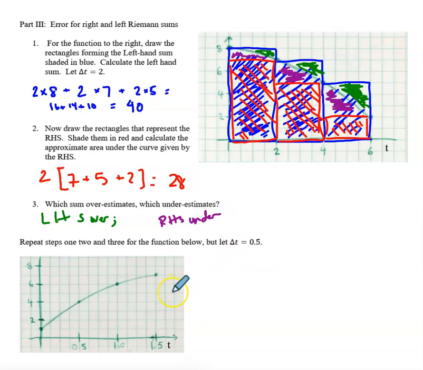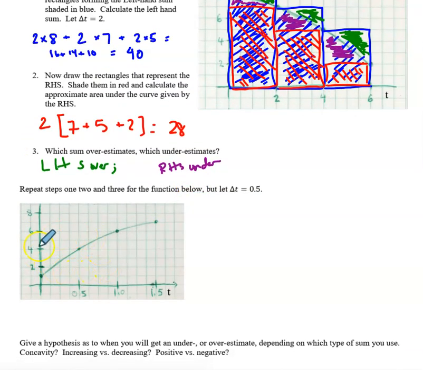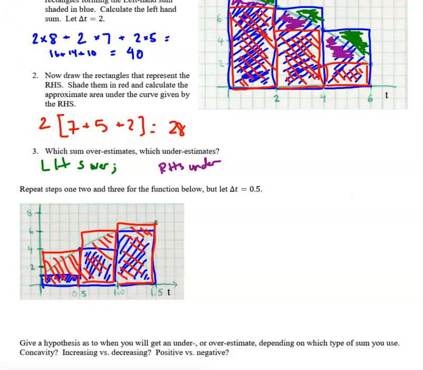So what we're going to do now is repeat the first 2 steps of drawing in blue rectangles and red rectangles. Blue is still going to be the left-hand sum, red is still going to be the right-hand sum, and we're going to do that on this curve here and then come up with the area represented by the blue left-hand rectangles and the red right-hand rectangles. So if you could pause and try this problem, and we'll come back in a minute. Okay, I drew in my left-hand sum in blue and my right-hand sum in red. So let's go ahead and calculate the area of the left-hand sum.